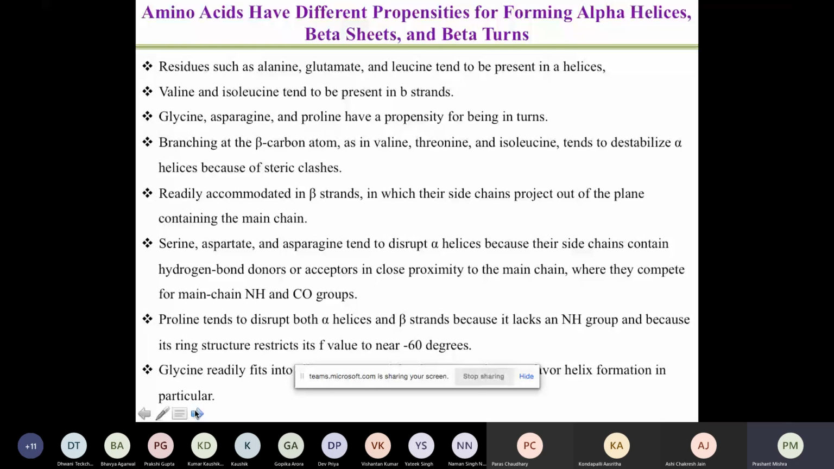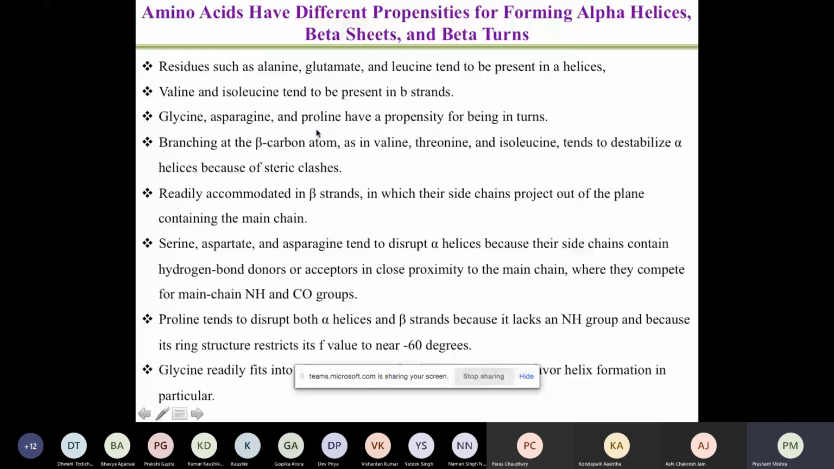So residues like alanine, glutamate, leucine tend to form alpha helix, whereas valine and isoleucine tend to form beta strand. So this information is with you. If I look at the structure and there is a pattern of alanine, glutamate, leucine, I'll say that this is ultimately going to give you an alpha helical structure. But it is to a certain level of confidence, not with 100% confidence. In the same way, glycine, asparagine, and proline have a propensity for giving you turns, or they are present in turns.